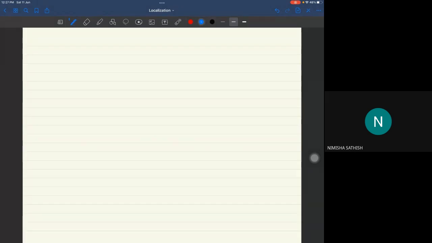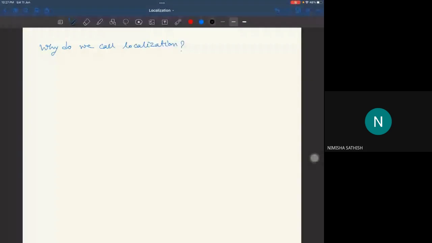So I'll explain why we call it localization. This term localization originates from the study of geometric and topological objects locally, that is, their behavior near each point. So let's consider algebraic geometry and some basic stuff.